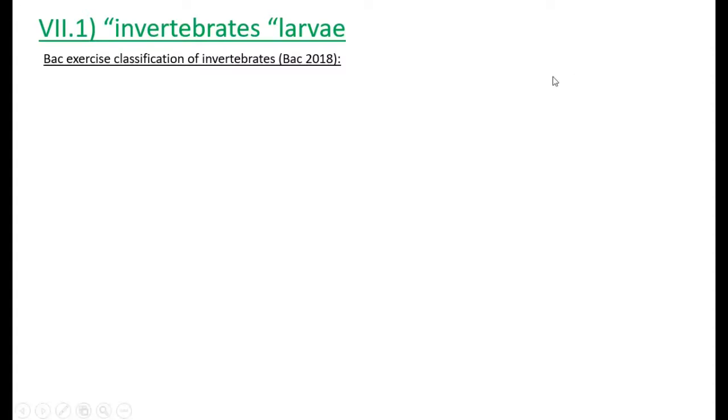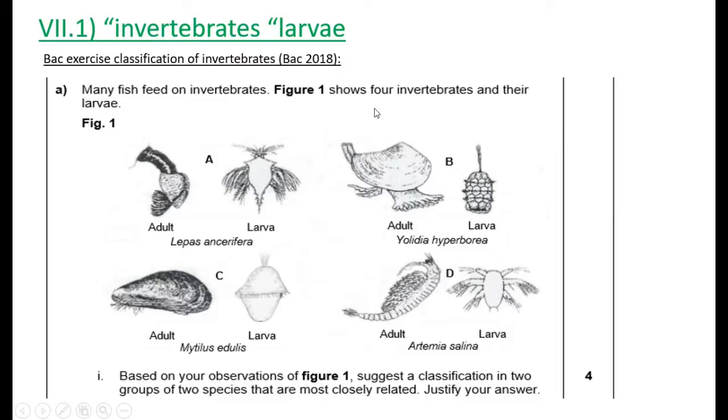So we're going to illustrate how embryology can be used to establish relationships between species, and we're going to use the Bac exercise from 2018. So this is the Bac exercise, and the question is the following. Based on your observations of figure 1, suggest a classification in two groups of two species that are most closely related.